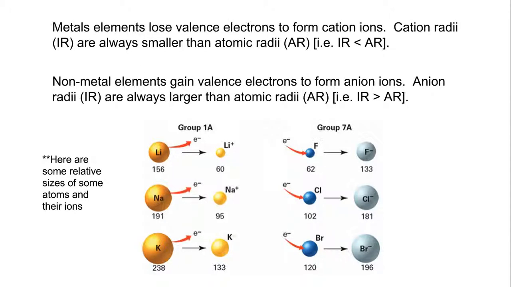Metal elements lose valence electrons to form cation ions. Cation ionic radii are always smaller than atomic radii. Nonmetal elements gain valence electrons to form anion ions. Anion ionic radii are always larger than atomic radii. Here's a picture below for some relative sizes of some atoms and their ions.